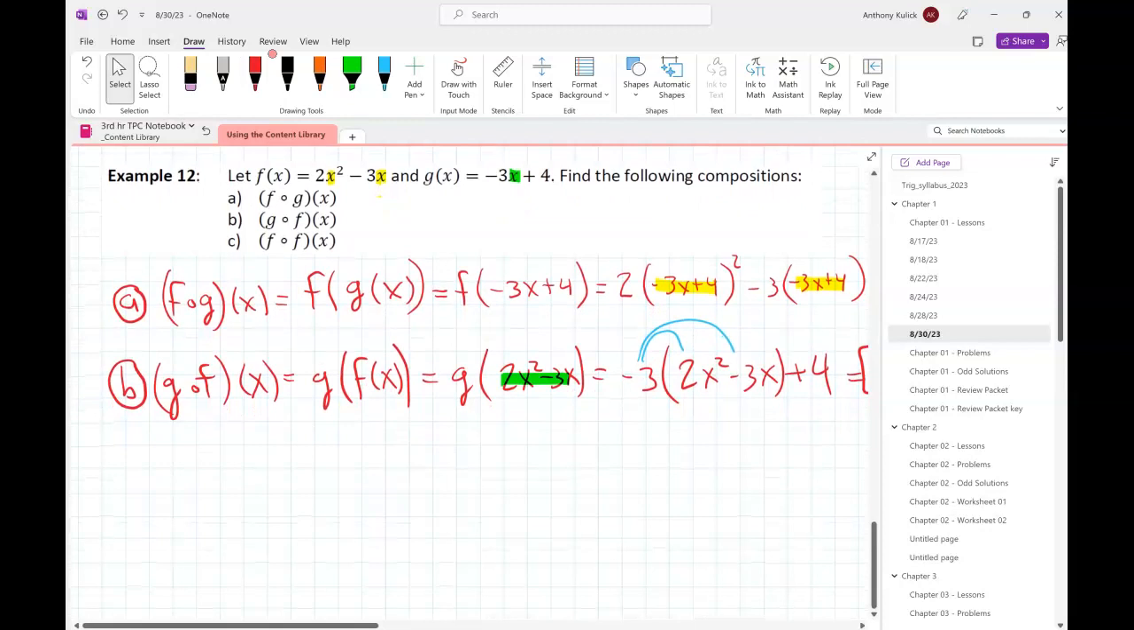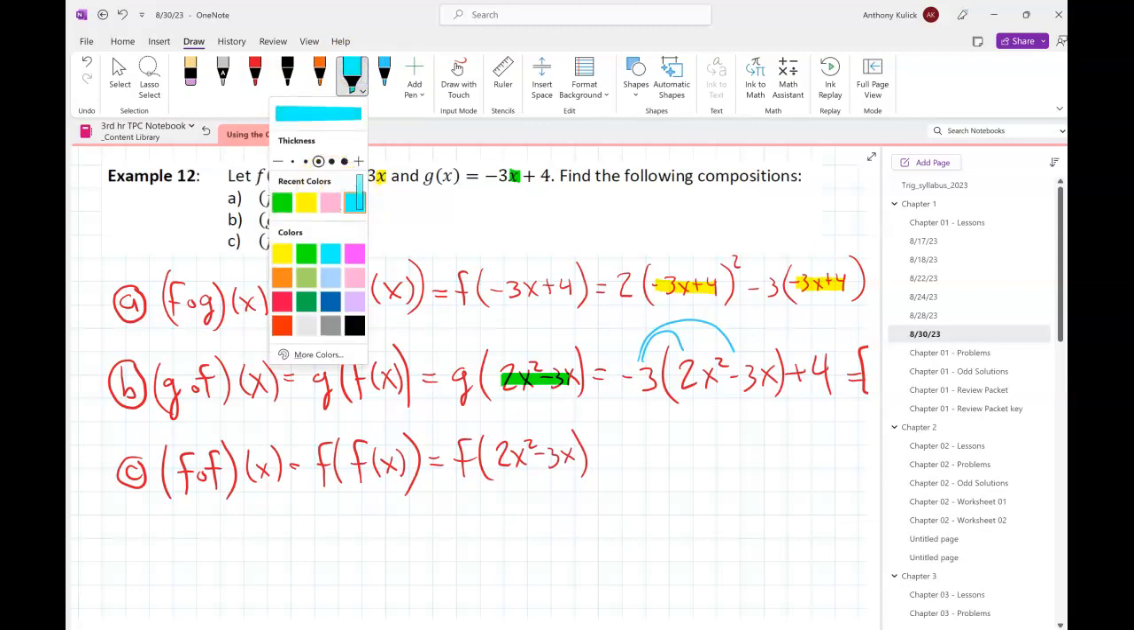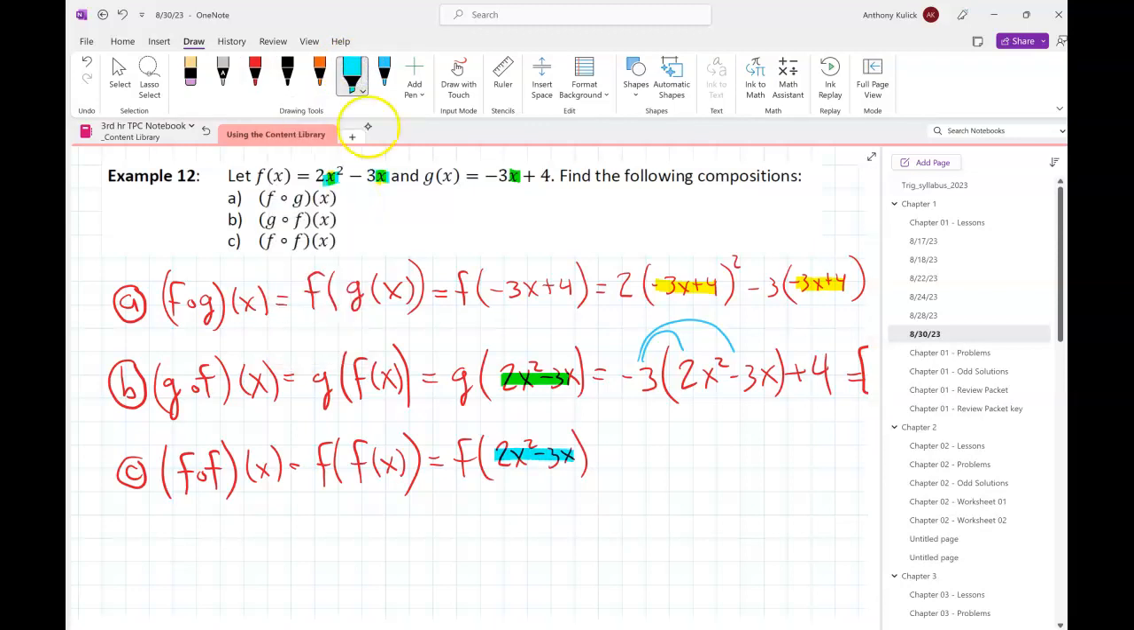Let's look at C. Ooh, Mr. Kulik, f compose f. So what would that mean? That would mean f of f of x. So f of x, remember, was 2x squared minus 3x. And we're going to be plugging that into the x's in f of x. Oh no, Mr. Kulik, this looks bad. Well, it kind of is. It ain't great.